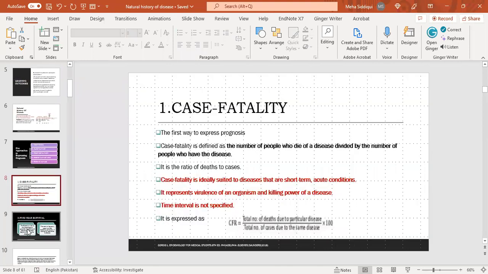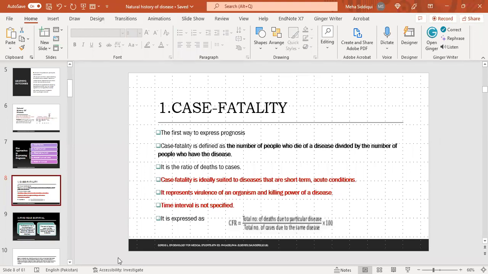Case fatality. It is the first way to express prognosis. It is defined as the number of people who die of a disease divided by the number of people who have the disease. So it is the ratio of deaths to cases. It is ideally suited to diseases that are short-term, acute conditions. It represents virulence of an organism and killing power of a disease, and time interval is not specified.